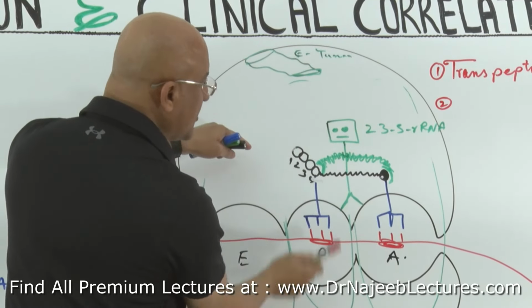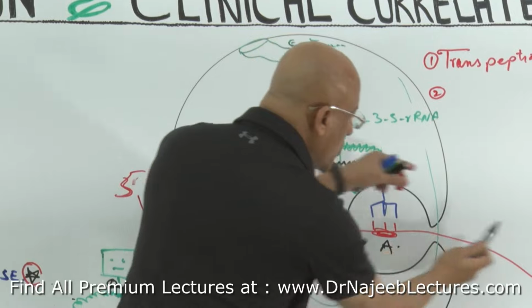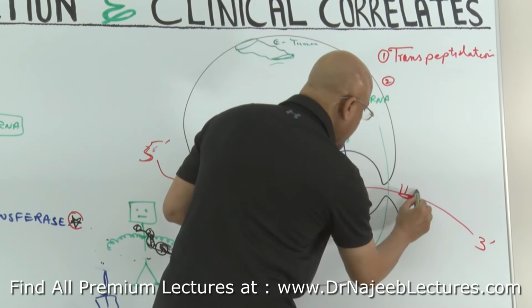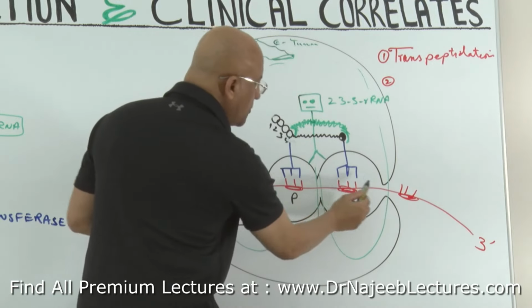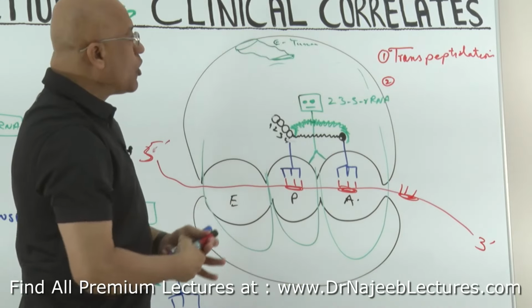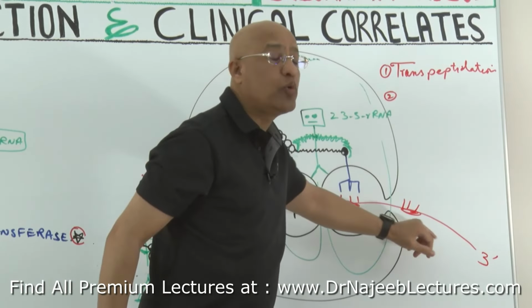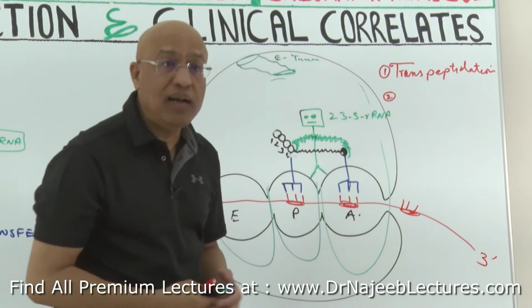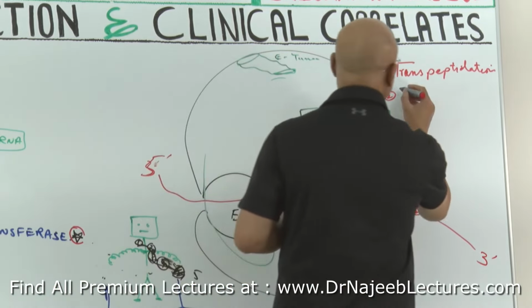Once transpeptidation has been done, this complex, the ribosomal units 30S and 50S, will move one step. This whole ribosome complex will move one codon down the messenger RNA towards its 3' end, and this movement is called translocation.